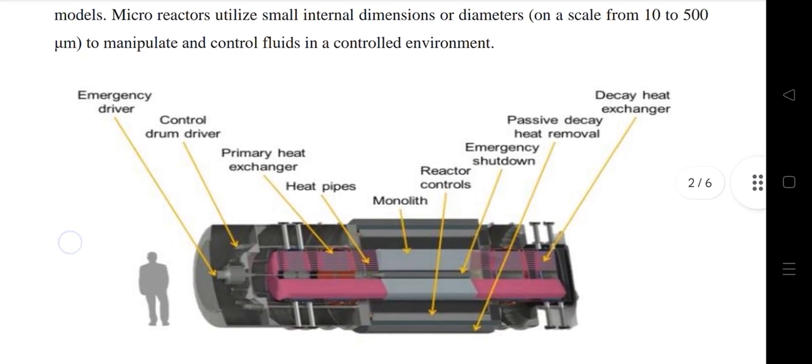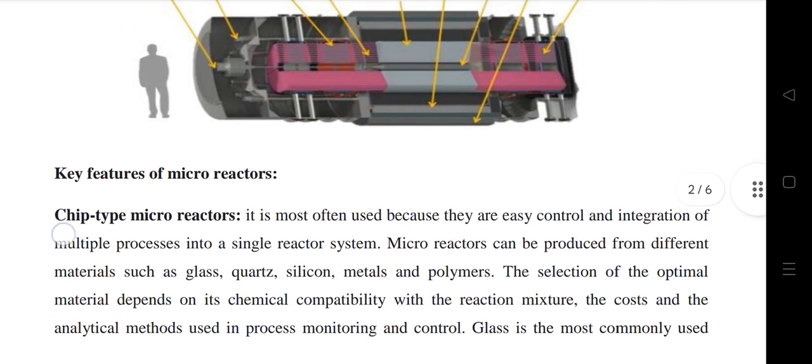The structure of a microreactor is that it contains the monolith in the center, surrounded by the reactor controls, which is surrounded by the heat pipe. After that, there is an emergency shutdown. In case any emergency situation goes out of control, the emergency shutdown is present. Passive decay heat removal makes the heat transfer very easy.